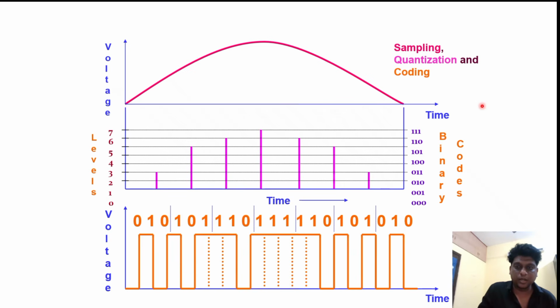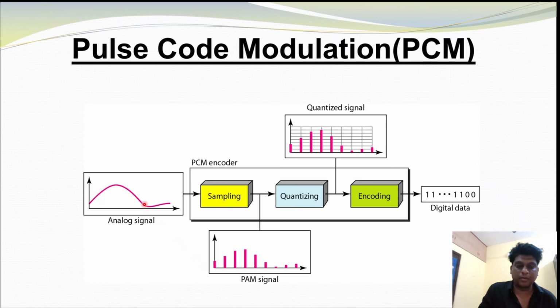So this is how the process works: sampling. Okay, so we need to identify that. Then quantization means rounding the values. After quantization, these levels can be converted to binary codes. Okay, so this is the sequence of codes. So this is the block diagram of PCM.